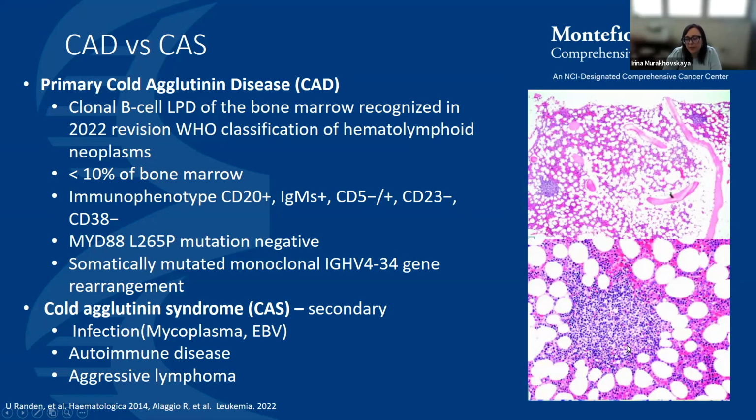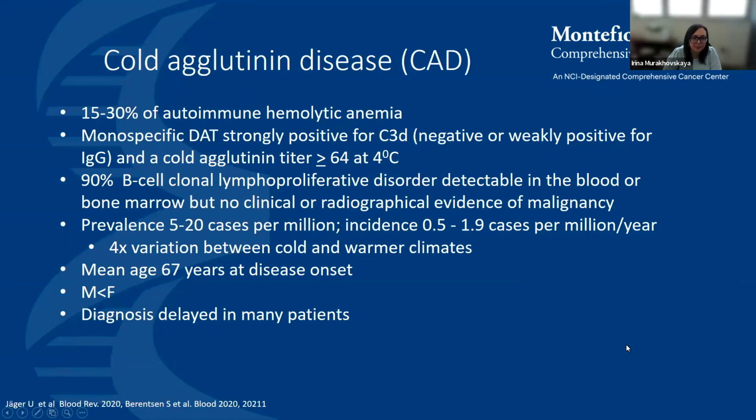On a close-up, you can see that there are small mature B cells, homogeneous, with no atypical features and no excess of lymphoplasmacytoid lymphocytes. Cold agglutinin disease represents 15 to 30% of autoimmune hemolytic anemias and is characterized by a monospecific direct antiglobulin test, which is strongly positive for C3d and usually negative, but can also be weakly positive, for IgG, and a cold agglutinin titer of greater than 64 at 4 degrees centigrade, although some patients can have a lower cold agglutinin titer.